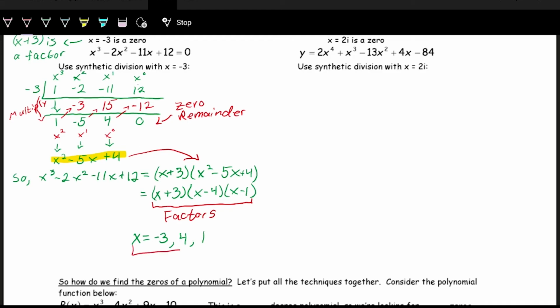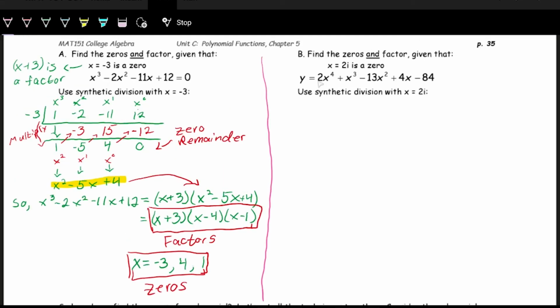These are the zeros. In fact, let's give this a big box. And on this next one here, we have the polynomial 2x to the 4th plus x cubed minus 13x squared plus 4x minus 84. And we're given that x equals 2i is a zero.